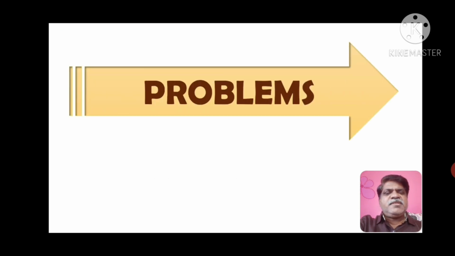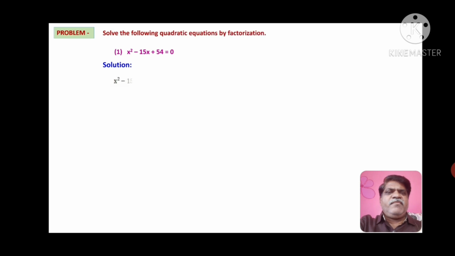Let us see problems based on this content. Problem number 1: x square minus 15x plus 54 is equal to 0. We have to solve the following quadratic equation. Now the solution for this is x square minus 15x plus 54 is equal to 0. Here x square is the square term, 15x is the middle term and 54 is the constant. We have to factorize 54 such that the product is 54 but the sum is minus 15.